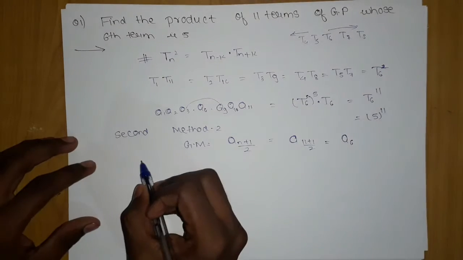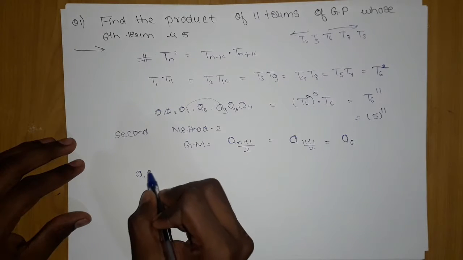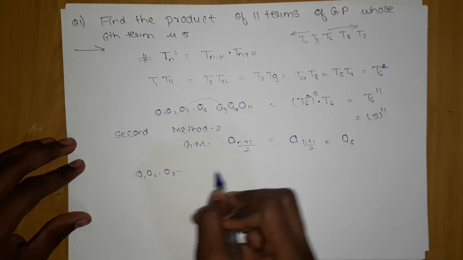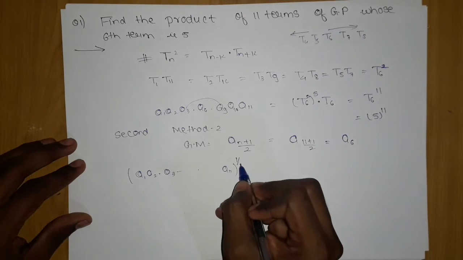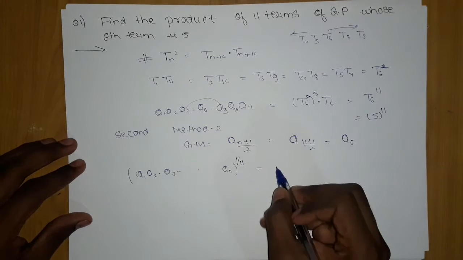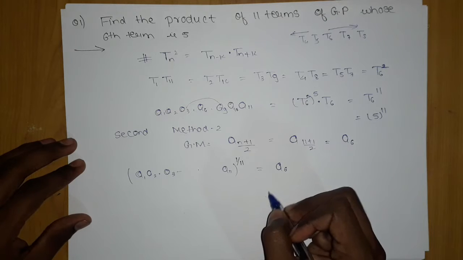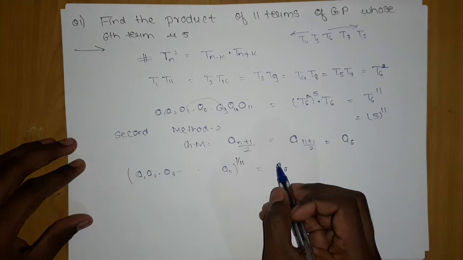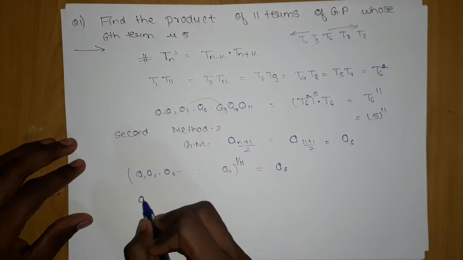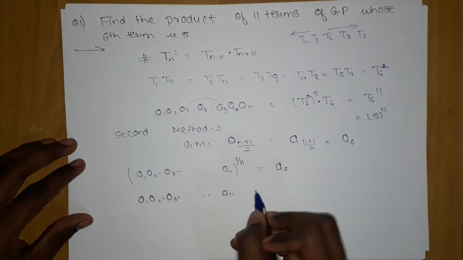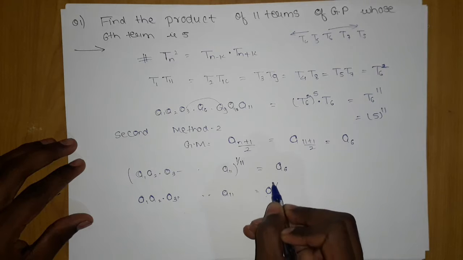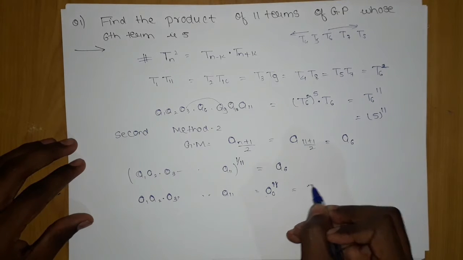Now the GM can also be written as the (a1 into a2 into a3 till a11) whole power 1 by 11, all combining to form n plus 1. That condition is also satisfied by power 1 by 11. It should be equal to a6, because this is the GM and that is the GM, so both should be equal. That is what we wanted to find: a1 to a11 is equal to a6 power 11, which is nothing but 5 power 11.